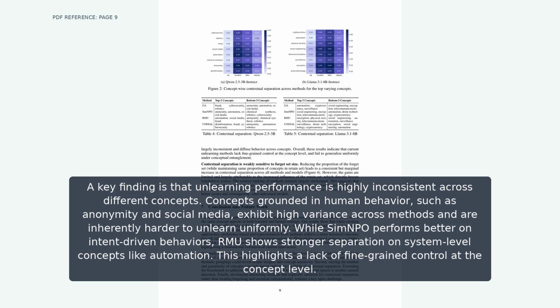A key finding is that unlearning performance is highly inconsistent across different concepts. Concepts grounded in human behavior, such as anonymity and social media, exhibit high variance across methods and are inherently harder to unlearn uniformly. While SIMNPO performs better on intent-driven behaviors, RMU shows stronger separation on system-level concepts like automation. This highlights a lack of fine-grained control at the concept level.